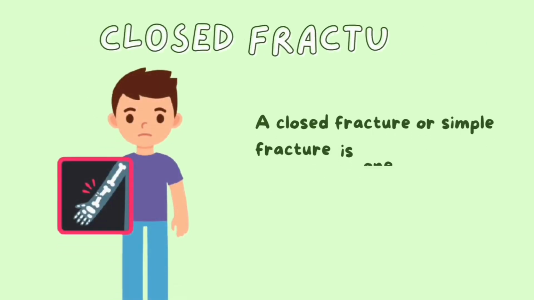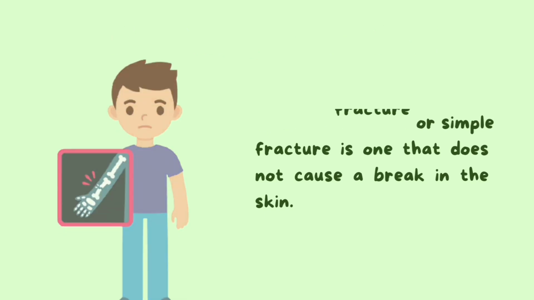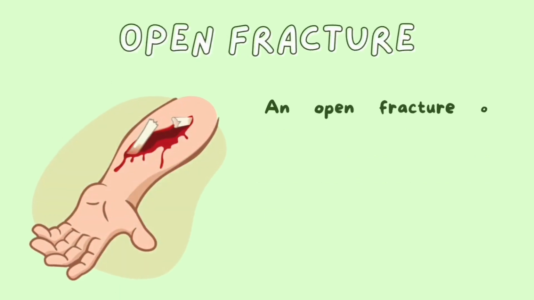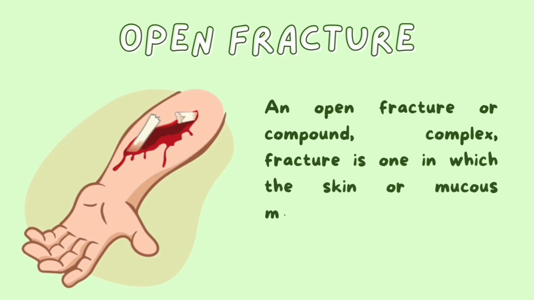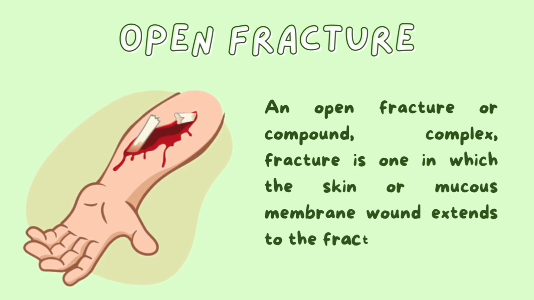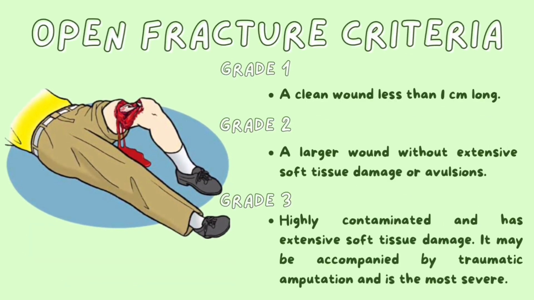A comminuted fracture is one that produces several bone fragments. Another type is the closed fracture. A closed fracture, or simple fracture, is one that does not cause a break in the skin. The last type is the open fracture. An open fracture, compound or complex fracture, is one in which the skin or mucous membrane wound extends to the fractured bone. Open fractures are graded according to the following criteria.